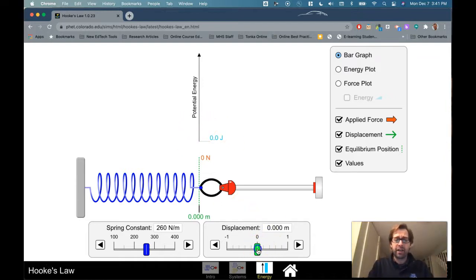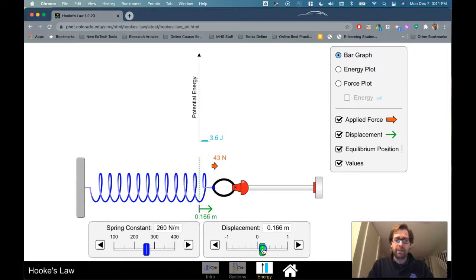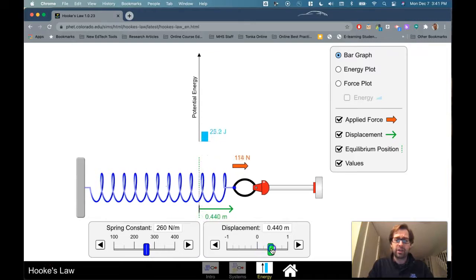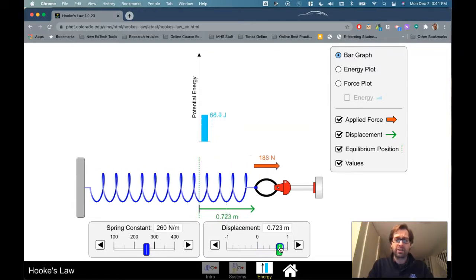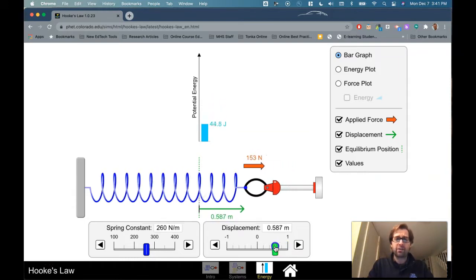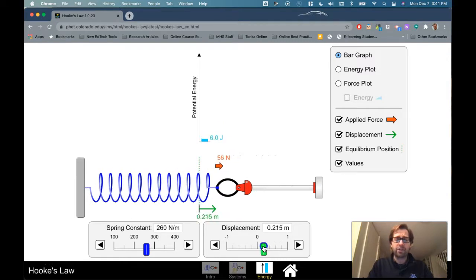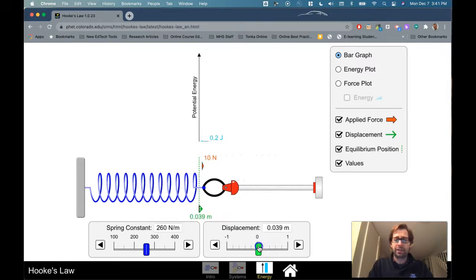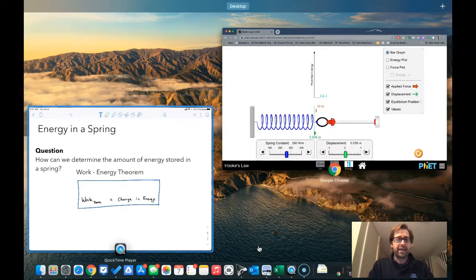As you can see, if I stretch this spring back, it's constantly storing some energy. That potential energy is increasing. But I want to know how it increases, and is there a way that I can calculate how much energy is stored inside the spring? That's what we're going to be taking a look at next.